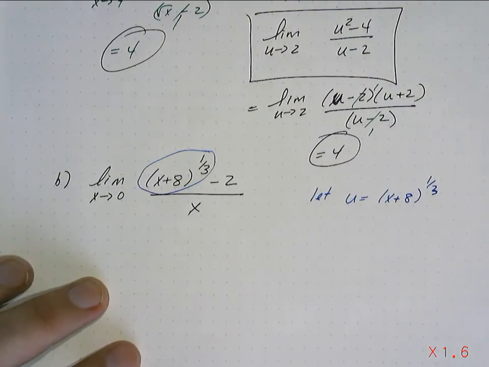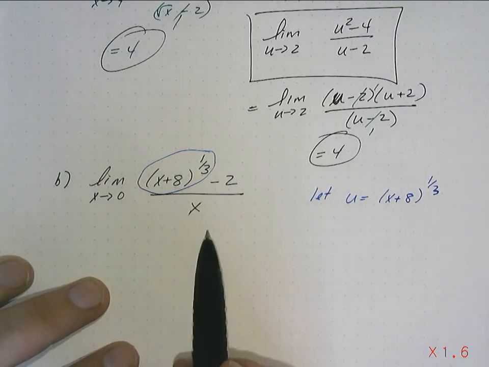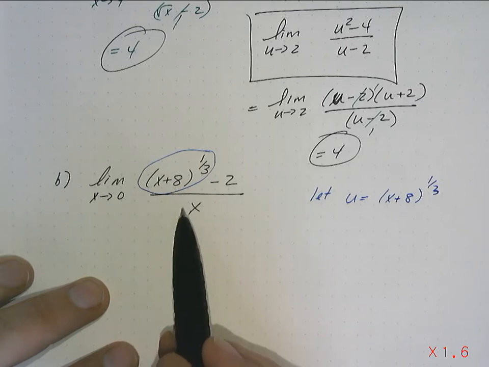So I'm going to let u equals (x plus 8) to the 1/3 because that's the part that I don't like. Which means that I can go back and replace this with u, which would be great, but then I'm going to have an x. And that's not so great. I don't want u's and x's, I'd like just u's.